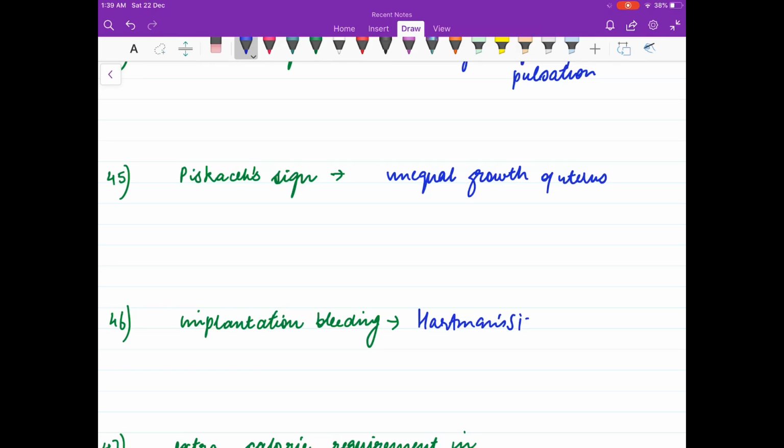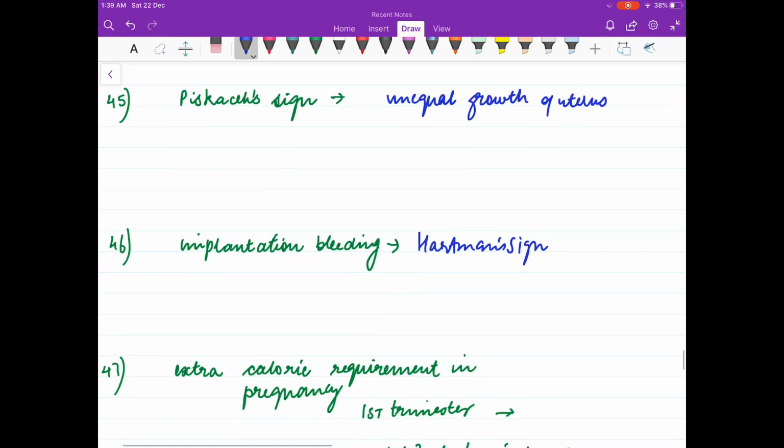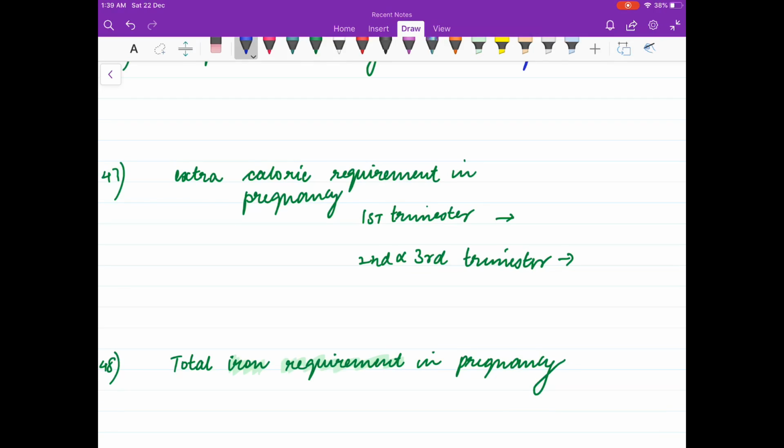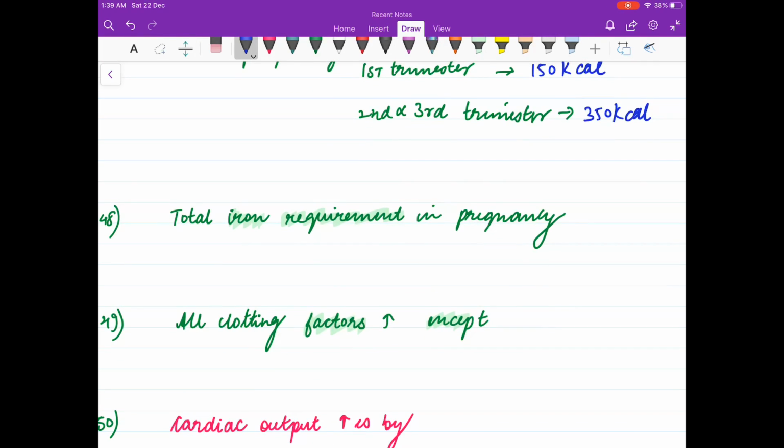What is Palmer's sign? It is regular rhythmic uterine contractions. Extra calorie requirement in pregnancy is 150 kilocalorie in first trimester and 350 kilocalorie in second trimester. Total iron requirement in pregnancy is 1000 milligram, in which 300 milligram is utilized by fetus.